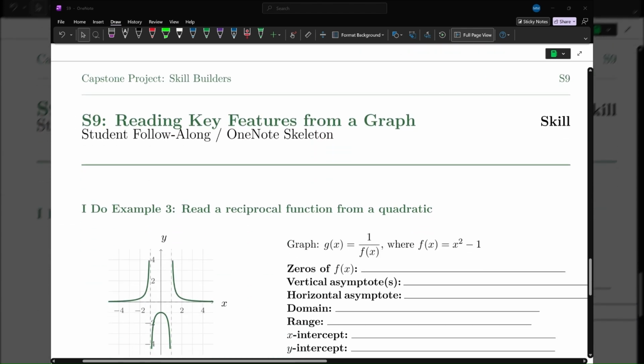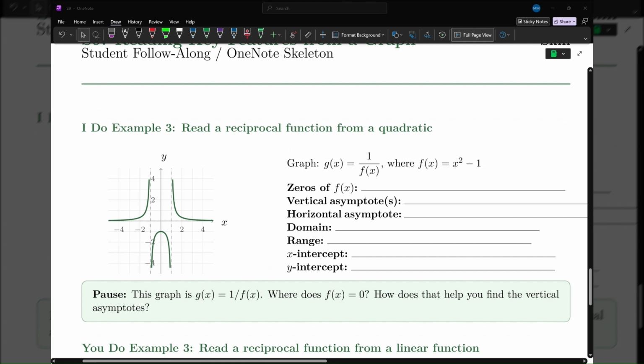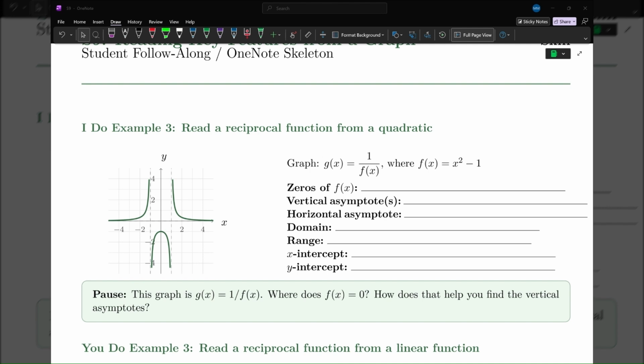First one is for me to do. So here's this question. This one said we got a reciprocal function. So we got g is the reciprocal of f, and f is a quadratic. So let's take a look at this one.